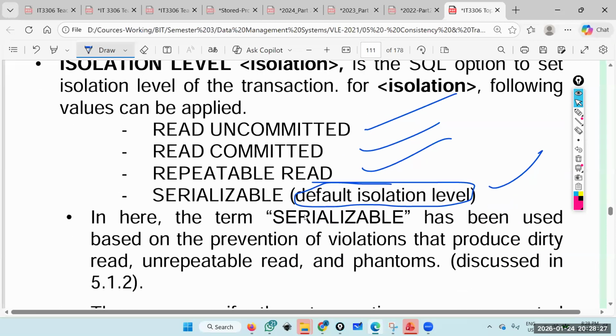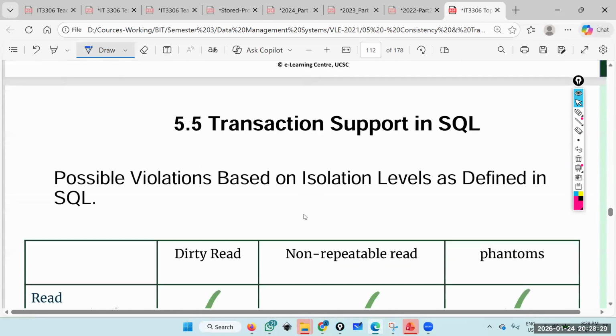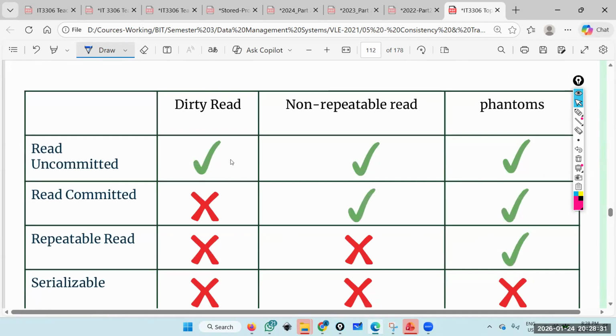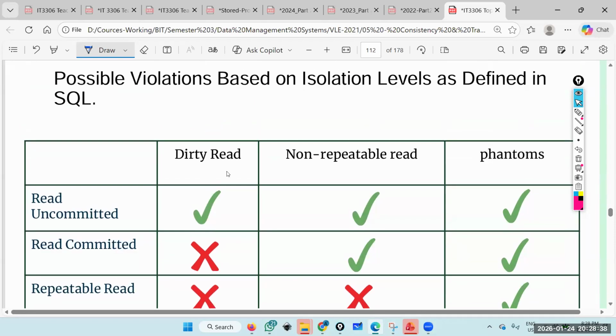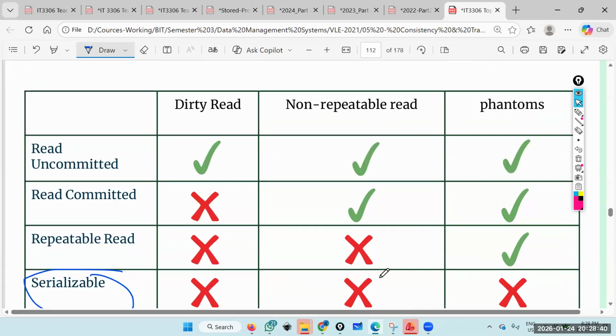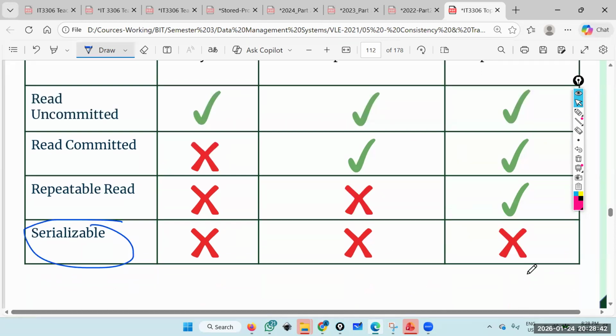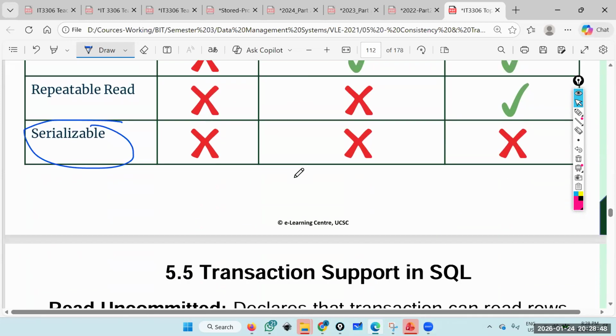Okay. This is which problems are handled, which problems are not handled. Serializable, none of these issues are there. No dirty reads, no non-repeatable reads, no phantom reads. Here, all three issues are there. Okay, and so on.